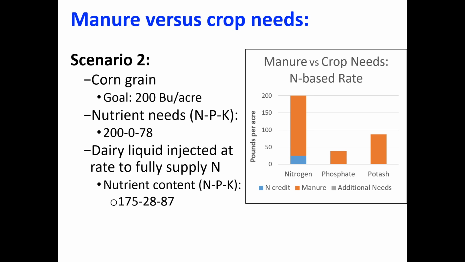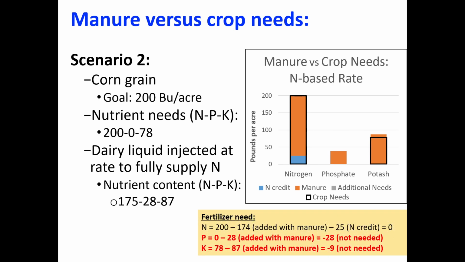In this case, the goal of the farmer is to get all the nitrogen from manure. So in this case, the calculator shows about a 25 pounds nitrogen credit that he's getting in the field. And in the manure, he calculated that if he adds this amount, he will get 175 pounds, which means the nitrogen needs will be fully met with that manure application. So again, no need to add any fertilizer.